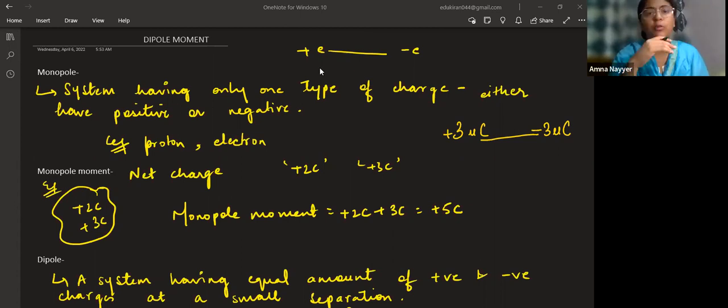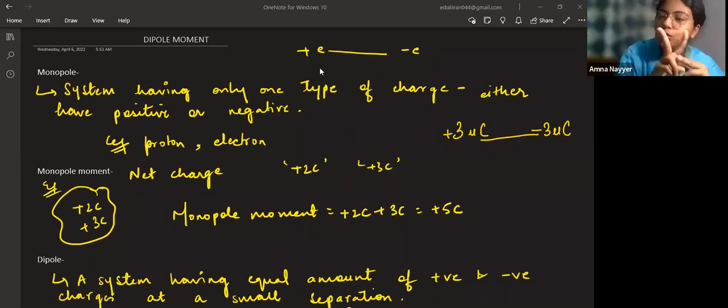So let's start with dipole moment. In yesterday's class, we had completed till electric field. So what is meant by monopole? What is meant by dipole? Monopole is simply a system that is having a single type of charge. If I say electron, proton, these are independent single charges that exist.